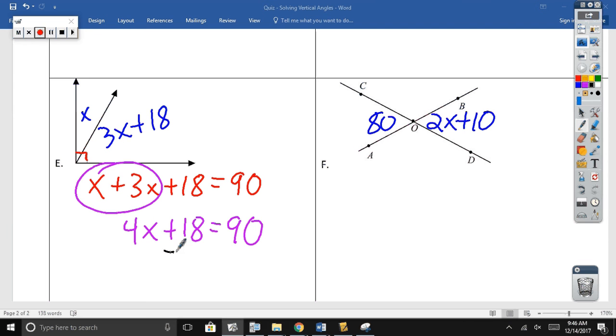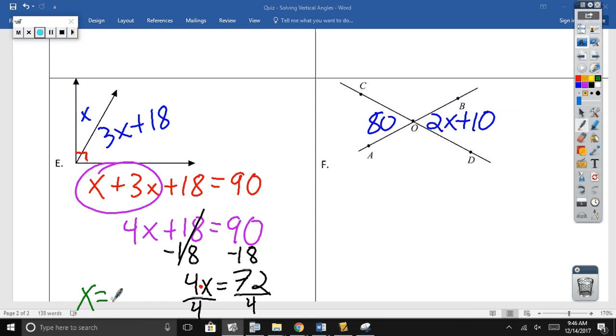Next we're going to subtract 18. We get 4x equals 72. Divide by 4. Why are we dividing here? Why can't it be multiplication or subtraction? Well, it has to be division because this is multiplication right here. And we've got to think, what undoes multiplication? Well, that's division. So our final answer is x equals 18.